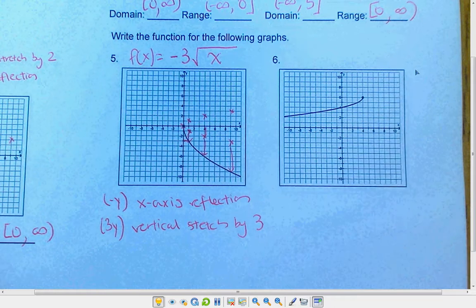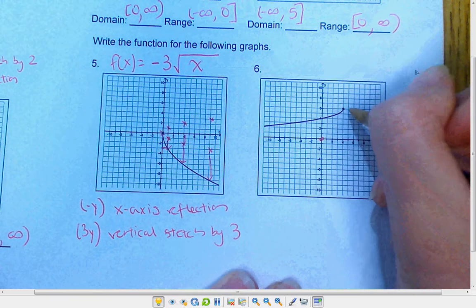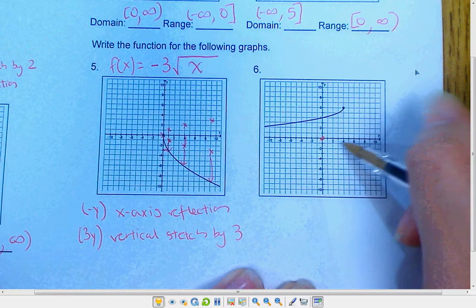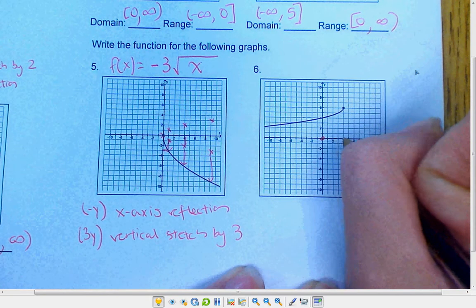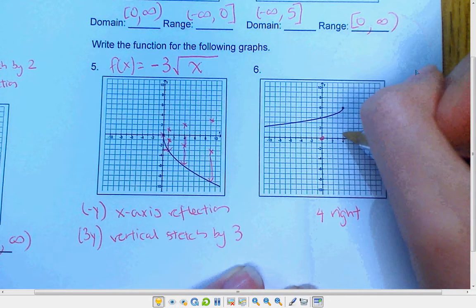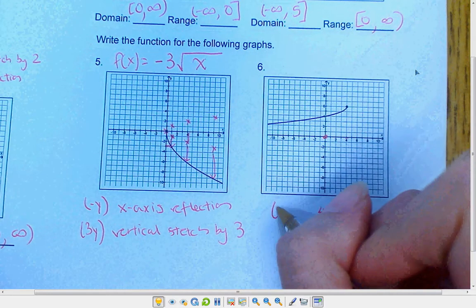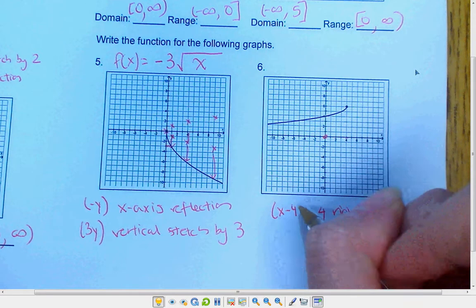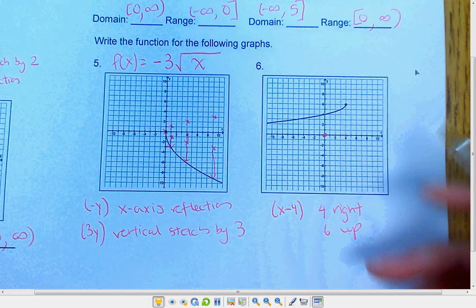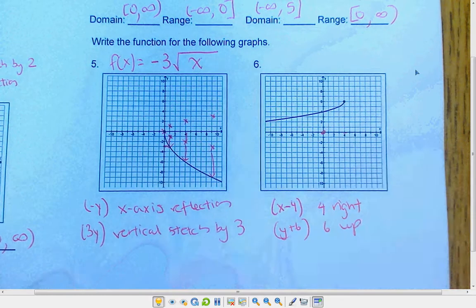Okay, let's look at number 6. So this one, it's pretty clear to see already that there has been a shift, right? So this is where it's supposed to start. It's supposed to start at (0, 0), but instead it started over there. So let's just write down what this shift is. So it's moved 4 to the right, and also 6 up. So we already know 4 to the right means we're going to do x minus 4. We know it's going to be an x minus 4 because inverse. 6 up means we're going to be plus 6 with our y's.